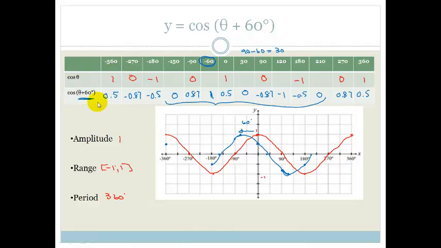But from now on, you don't need to do that, because all you need to think to yourself is, okay, fine, this plus tells me it's been moved over to the left by 60 degrees. It means that wherever it would normally be at 0, it's now going to be at 0 minus 60. Wherever it would be at 90, it's now going to be at 90 minus 60, which is 30, and so on and so on. Notice that the amplitude is still 1, the range is still minus 1 to 1, and the period hasn't changed at all. It still takes a full 360 degrees to finish, so the period is still 360 degrees.